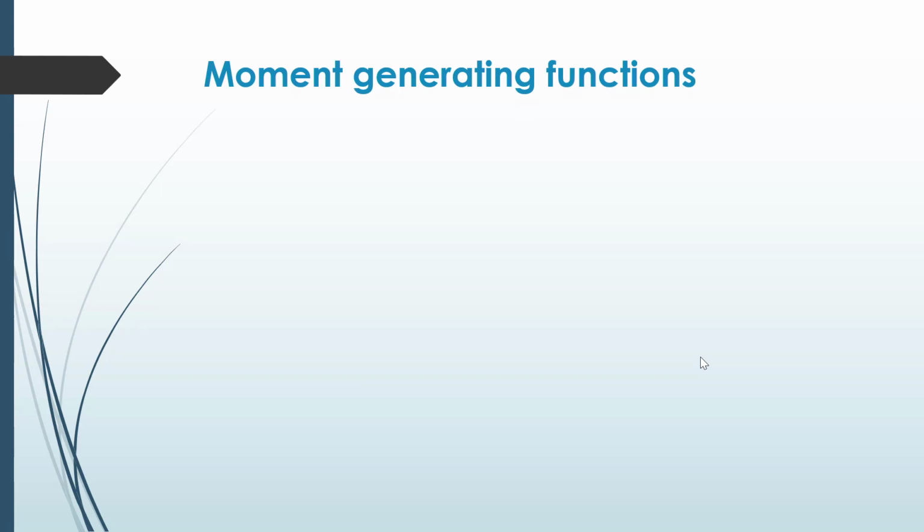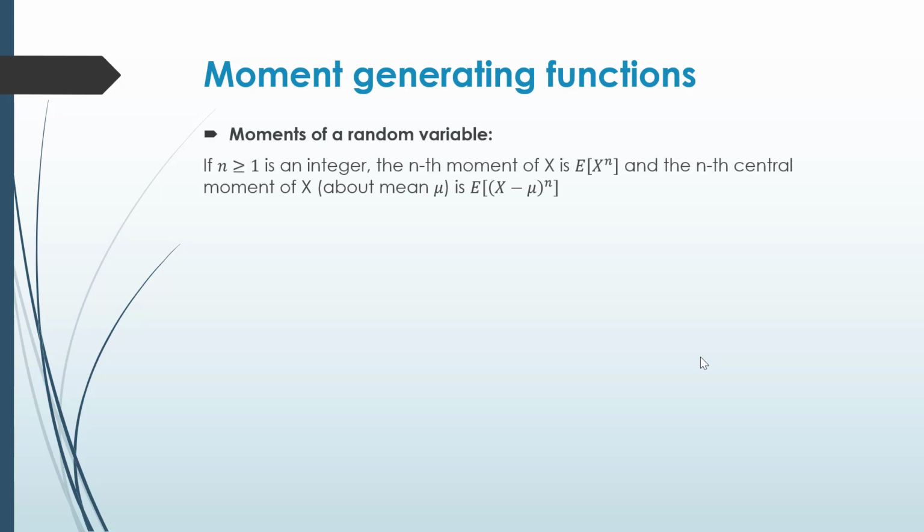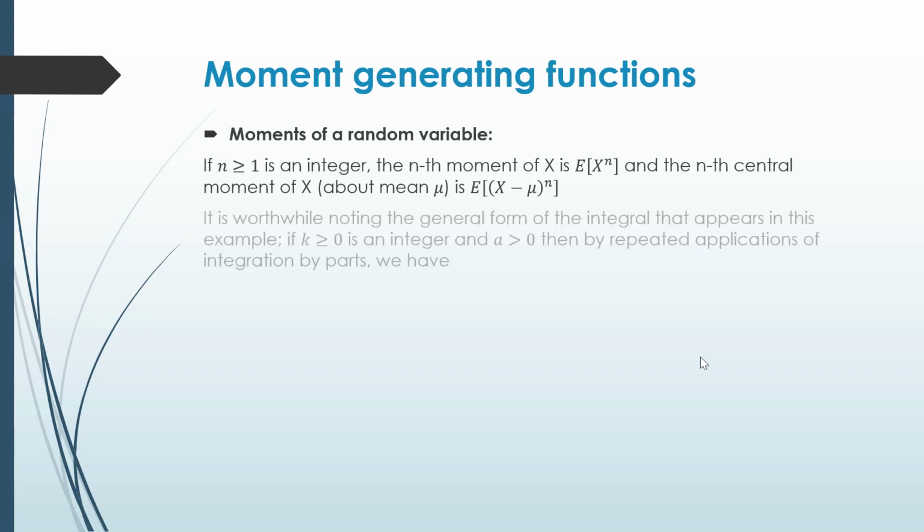Now we are going to consider a new concept, moment generating function. So for moments of a random variable, if n is an integer greater than or equal to 1, then the nth moment of x is E of x to the n. That means expected value of x to the n. And the nth central moment of x about the mean mu is the expected value of x minus mu to the n.